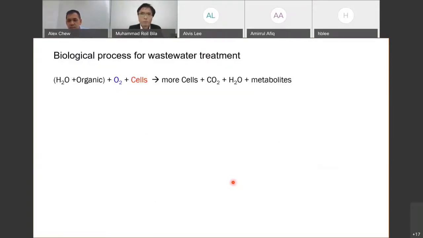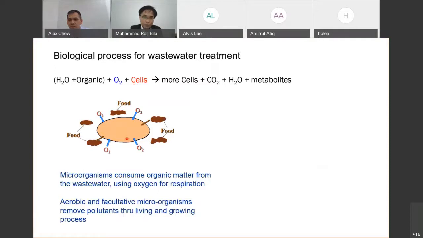So the biological process, if you make it as simple as possible, these will be the reactions. We have wastewater. What is wastewater? It's water plus organic pollutants. We need oxygen for the microbes to breathe. Because of that, we digest the organics to form carbon dioxide, water, and other metabolites. On top of that, we also produce more cells. In this case, we call it sludge.